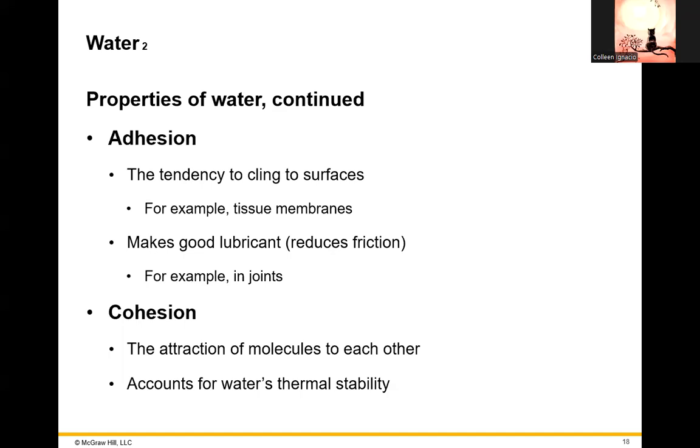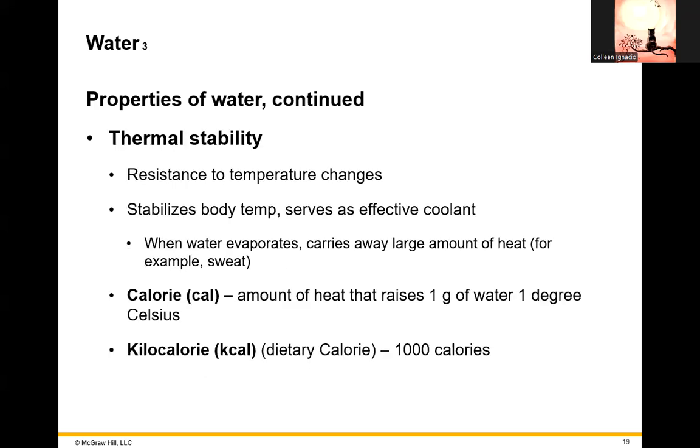Now, the other property of water is that it has cohesion. That means water molecules are attracted to each other, and it accounts for water's thermal stability. Okay, so maintaining a regular temperature.